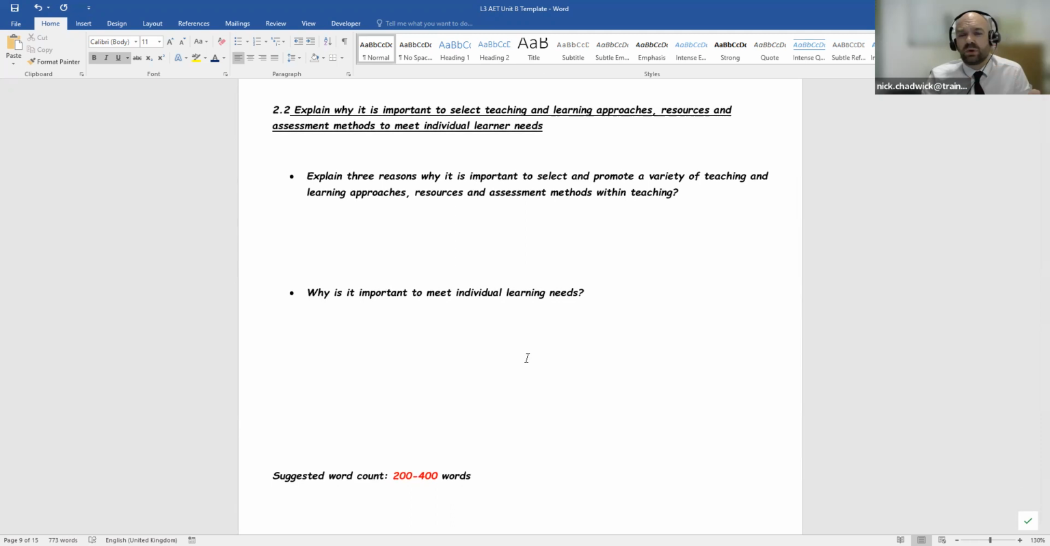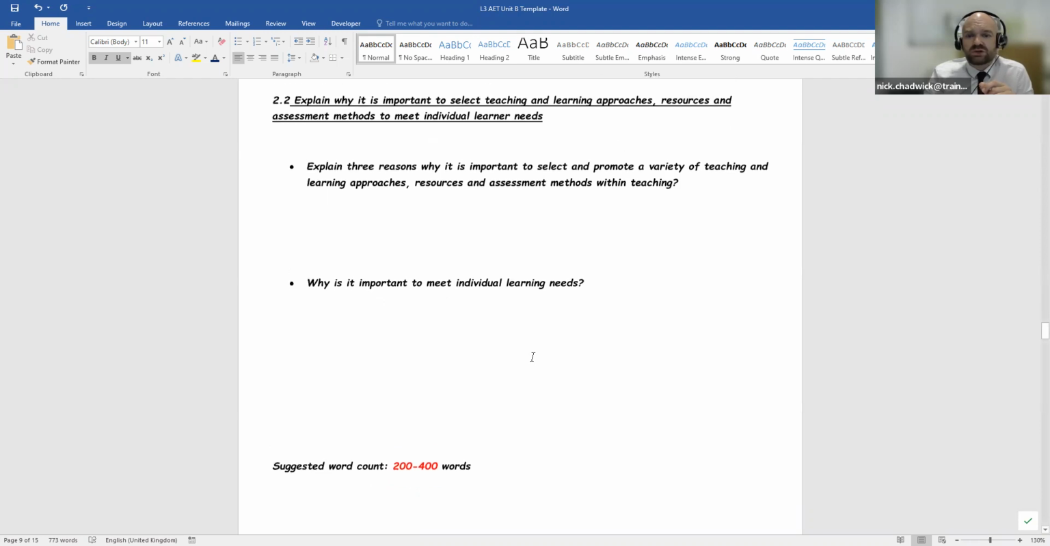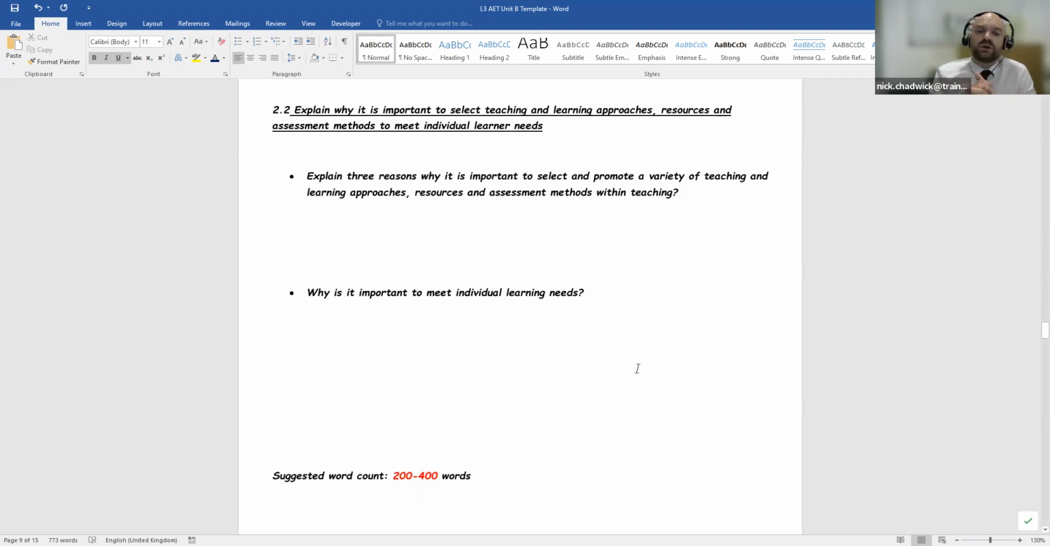Explain why it is important to select teaching and learning approaches, resources, and assessment methods to meet individual learner needs. We would like you to explain 3 reasons why it is important to select and promote a variety of teaching and learning approaches, resources, and assessment methods within teaching. And also, why is it important to meet individual learner needs as well?